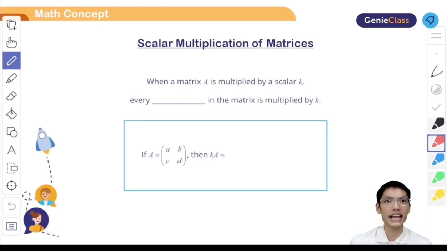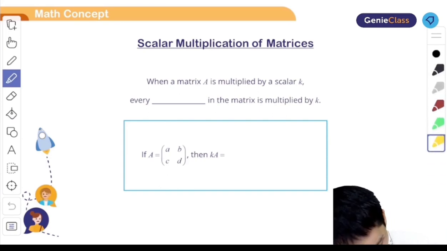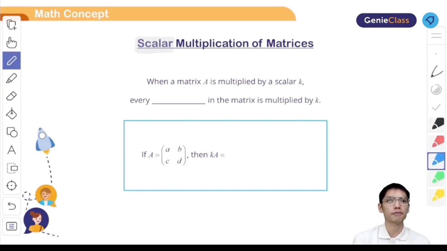Today, we'll go through scalar multiplication. In next week's lesson, we will go through what it means to multiply matrices together. So for today, it's an easier way to see. We are multiplying by a scalar first. Next week, you will have an understanding of what it means to multiply two matrices together.